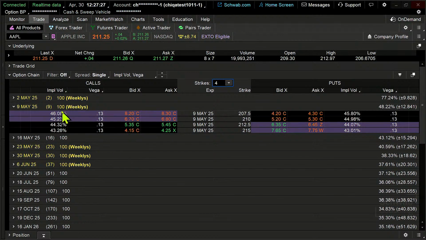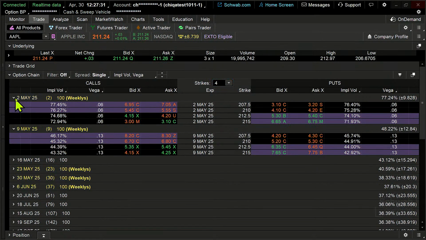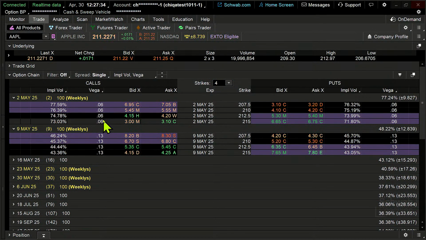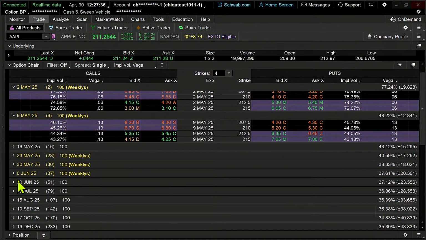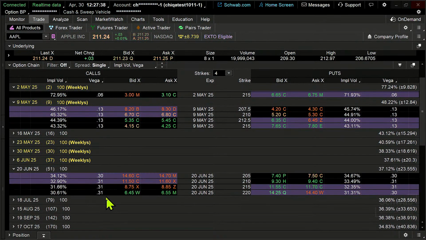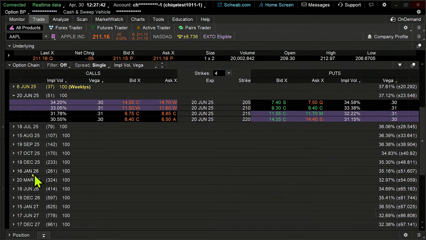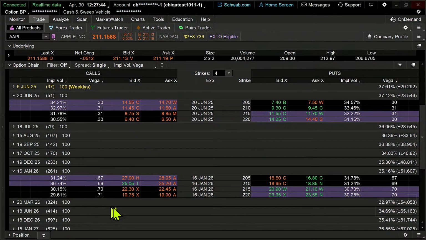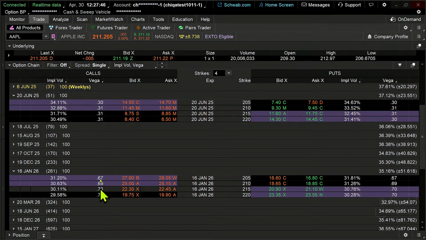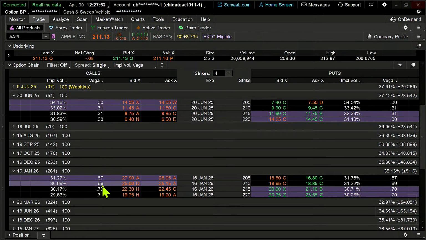So this is 9 days to go until expiration. That Vega number is 13 cents. 2 days to go, that Vega number is 6 cents. I go out to 51 days to go, that Vega sensitivity is 31 cents. And if I go really far out here, let's go to 261 days, you can see that it's just about double that. That's about 70 cents of implied volatility sensitivity for a 1% move in implied volatility.